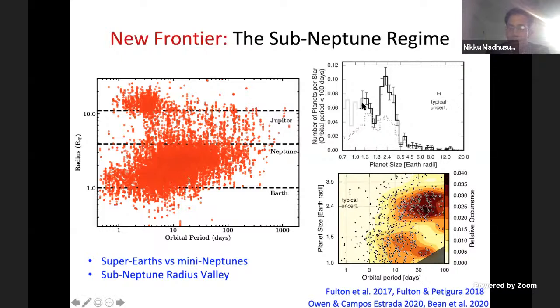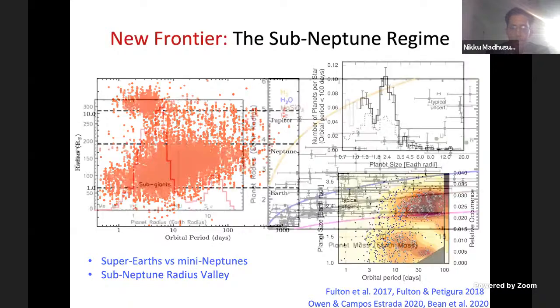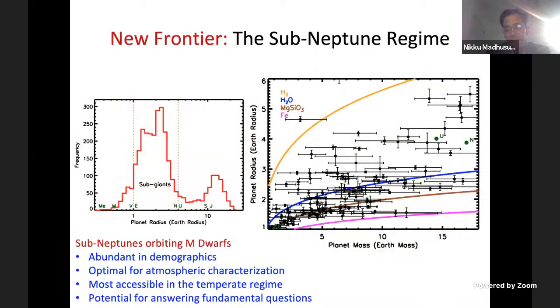And similarly, what causes this radius valley in the sub-Neptune regime is also a big open question in the field right now. So there are fundamental questions to address there. But more from an atmospheric point of view, what makes this very exciting is that these planets are about the best bet for atmospheric characterization in the near future, as far as low mass, low temperature planets are concerned. It's because they're abundant in demographics and they're optimal for atmospheric characterization because of their potentially puffier envelopes if they have hydrogen-rich atmospheres, which will also make them accessible in the temperate regime.